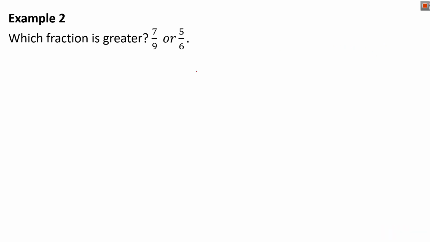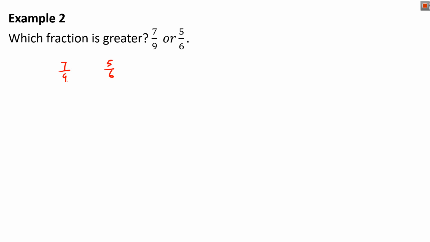Let's look at another example. Now this one, 7 over 9 and 5 over 6. Which one is greater? Now 7 over 9 and 5 over 6. What we should look for is something that is common between the two.